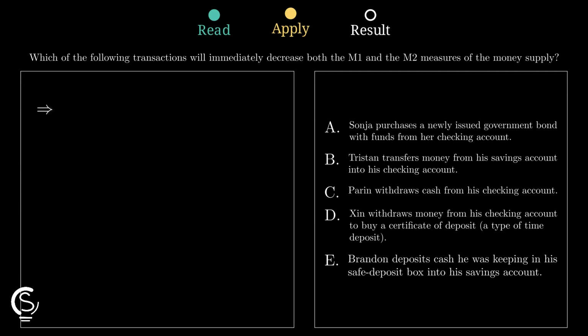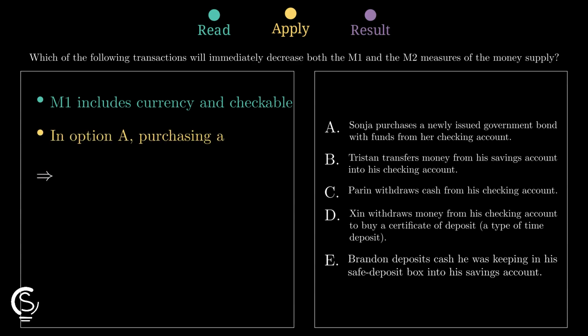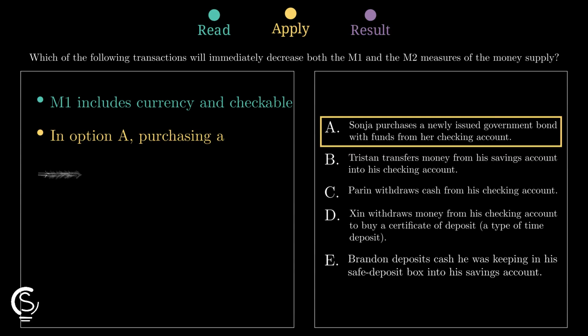In option A, Sonia uses her checking account to buy a newly issued government bond. This moves her liquid cash into a long-term security that is not counted as money. Since money held by the government is not in the supply, both M1 and M2 drop instantly. That makes option A our winner.